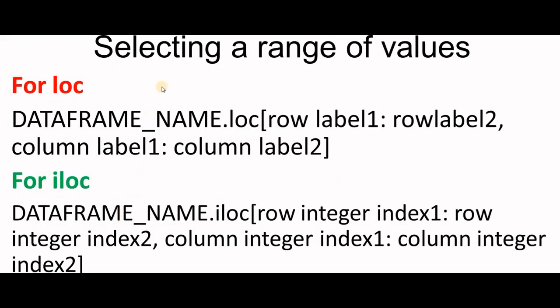Now let us check how to select a range of values from a data frame using LOC and using ILOC. Data frame name dot loc, and inside the square bracket you can see row label 1 colon row label 2, then comma, column label 1 colon column label 2. The same will be used in ILOC. The difference is again the same: instead of row labels we will use row integer index 1 colon row integer index 2 comma column integer index 1 colon column integer index 2. Let us check how it works.